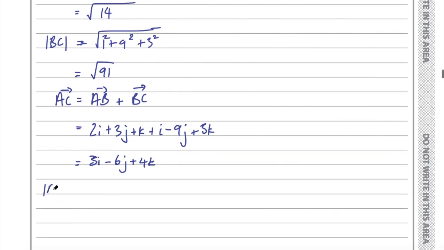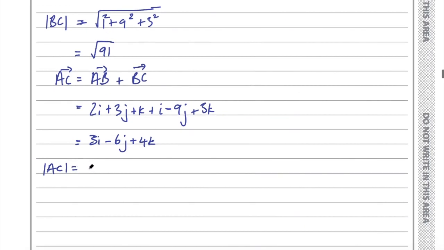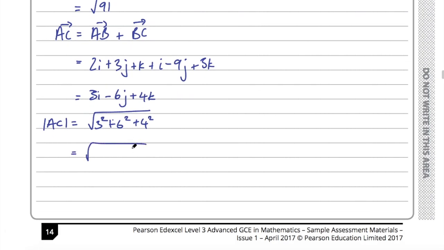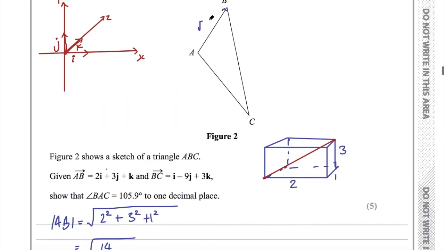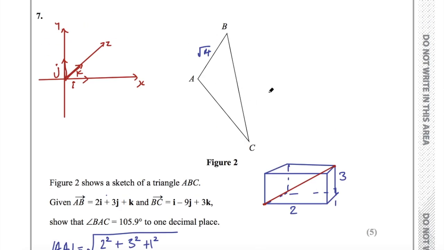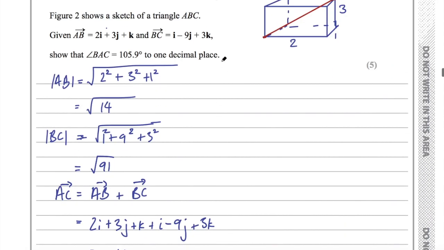So therefore the magnitude of AC will be the square root of 3 squared plus 6 squared plus 4 squared. So that's the square root of 9 plus 36 plus 16, and that adds up to 61. So AC is equal to the square root of 61. Now we have all of these lengths, let's write them in. AB is the square root of 14. BC is the square root of 91. And AC is the square root of 61.